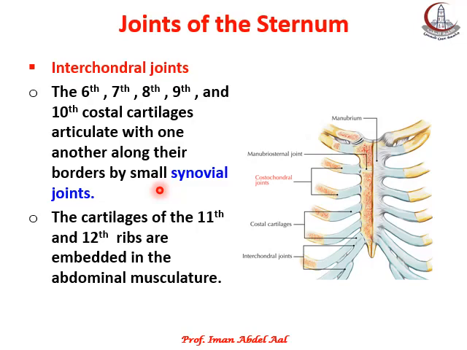What about the costal cartilages of ribs number 11 and 12? These cartilages are embedded in the muscles of the abdomen. So the cartilages don't join each other. So I don't have interchondral joints between rib number 11 and number 12, nor between number 11 and number 10. The cartilages of ribs number 11 and 12 are embedded into the abdominal musculature.